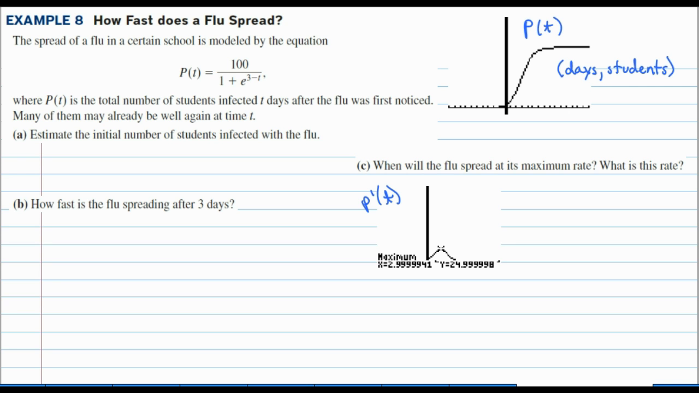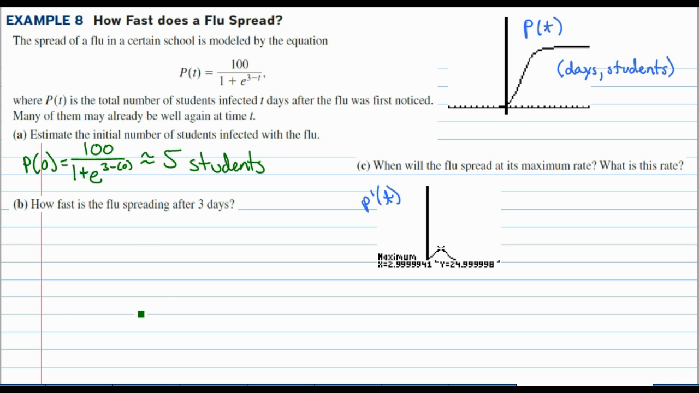The spread of the flu in a certain school is modeled by this equation, where P of T is the total number of students infected T days after the flu was first noticed. Many of them may already be well again in time T. Estimate the initial number of students infected with the flu. The initial number of students is the number of students at time 0. So P of 0 is about 5 students.